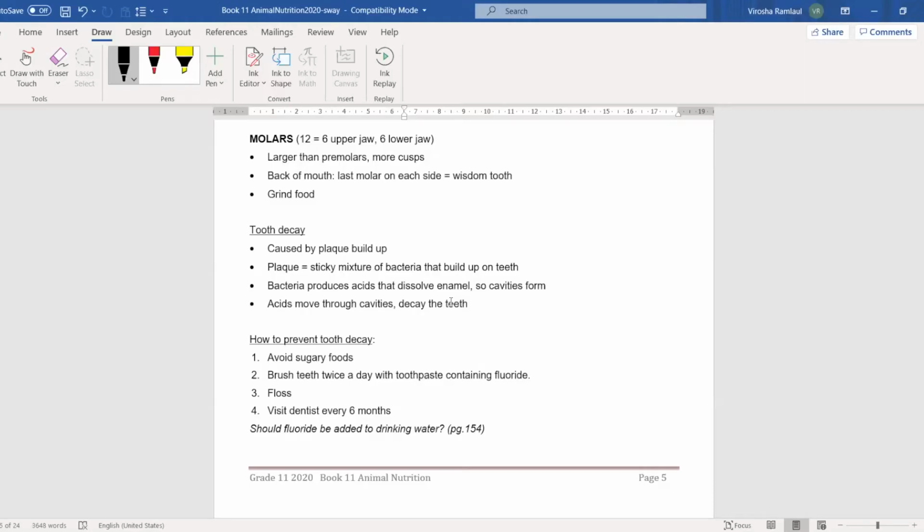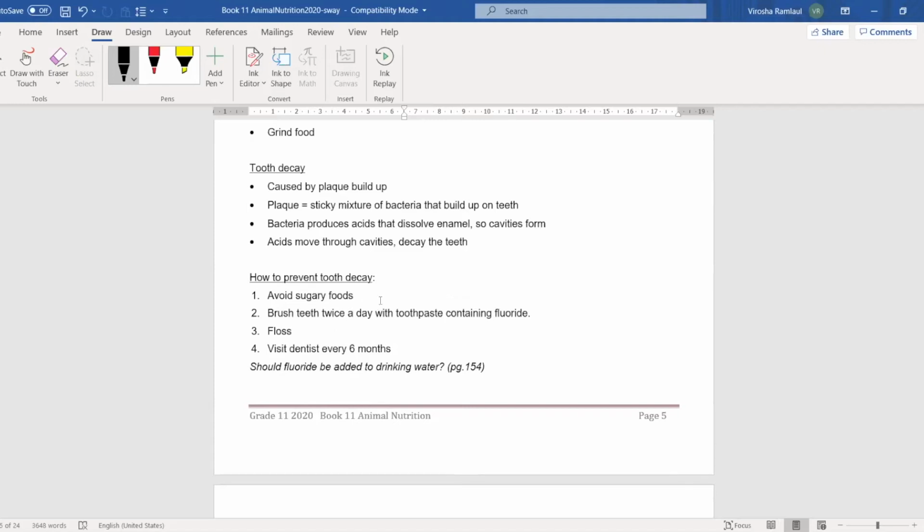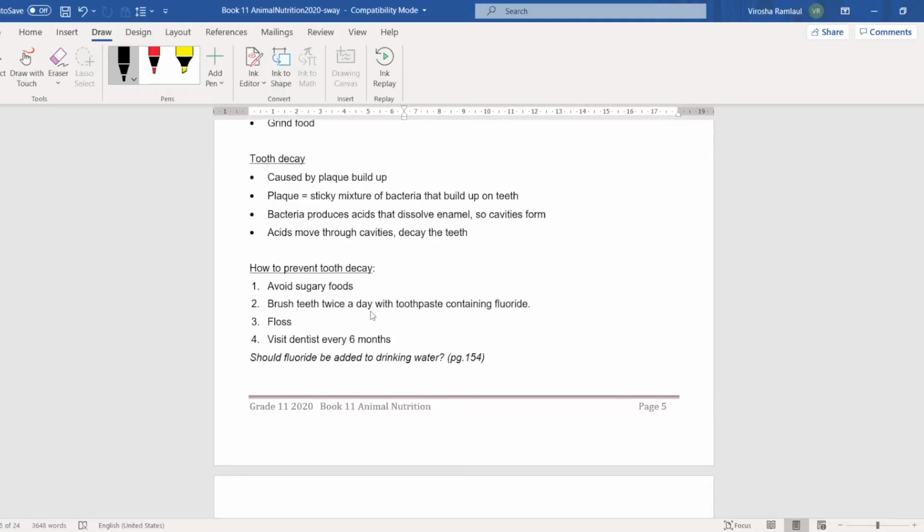And this weak acid is what will cause cavities in the teeth, in the enamel, and that's how cavities form and you get tooth decay. Now, how do you prevent tooth decay? Washing your teeth, flossing, especially brushing your teeth at night, and then avoid sugary foods.